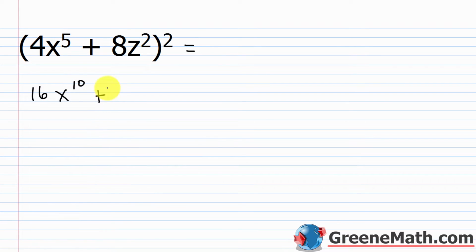Then next, I'd put plus. You'd have 2 times the first guy times the second guy. So let's just think about 2 times 4, which is 8. Then times 8 again, which would be 64. Then times x to the 5th power.